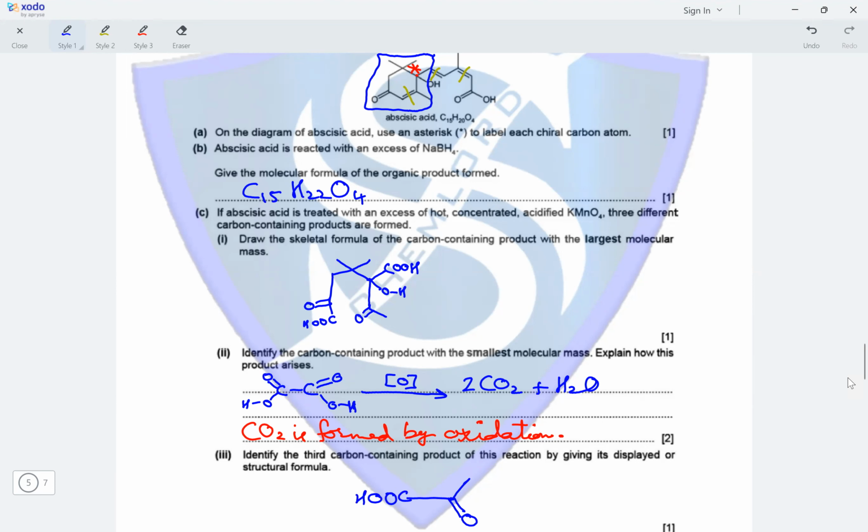So this is the skeletal formula of the structure, and in order to make the displayed formula, we will have COOH, then we will have a C double bond O group, and then we will have a CH3 group present. So this is the displayed formula of the third product that is formed on the oxidation of abscisic acid with hot concentrated acidified KMnO4.